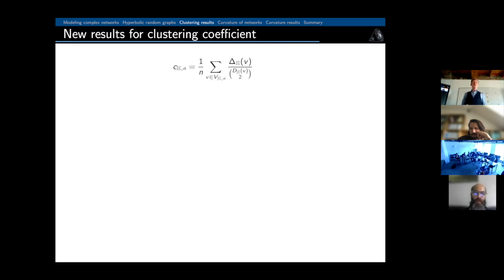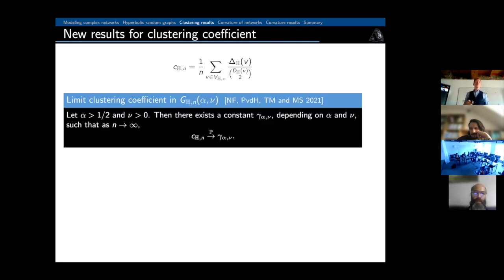So what did we get? Here's a recap of the local clustering function. And what we got is indeed it converges to a constant. As long as alpha is bigger than 1/2, which you need for sparse graphs, and your average degree nu is bigger than 0, then there is some constant that depends on alpha and nu, such that the local clustering coefficient converges to this constant.